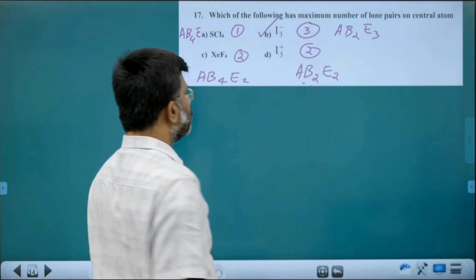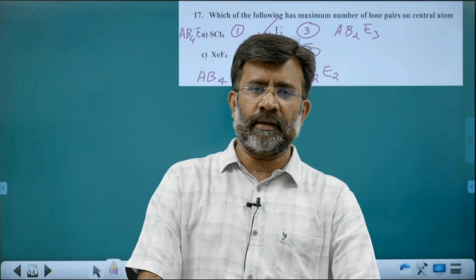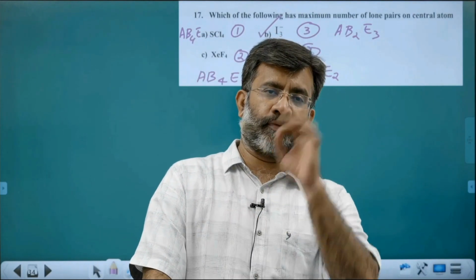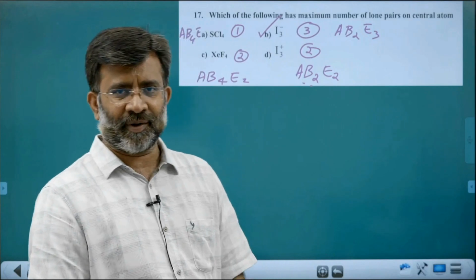So the answer is B. There are maximum number of lone pairs in the second choice, and all the molecules we have already worked out. Okay.